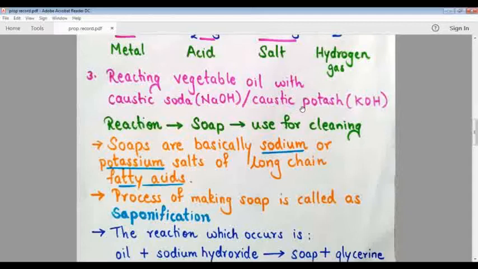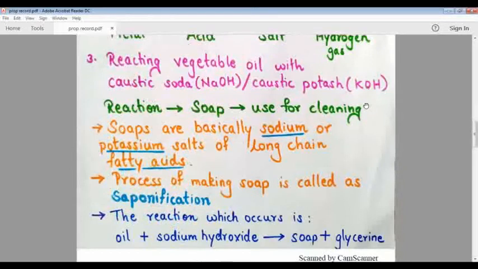Coming on to the third type, that is reacting vegetable oil with caustic soda or sodium hydroxide, or we can also take caustic potash, that is potassium hydroxide. What do we mean by vegetable oil? It's nothing but a simple cooking oil which we use in the kitchen. It can be sunflower oil, groundnut oil, anything. Instead of oil, you can even take animal fat, like vanaspati ghee. When the oil or the animal fat reacts with sodium hydroxide, we get soap as a product. And we know the soap is used for cleaning purposes.